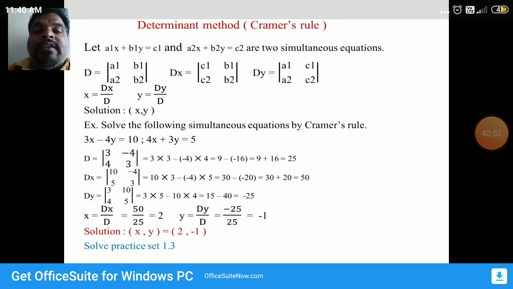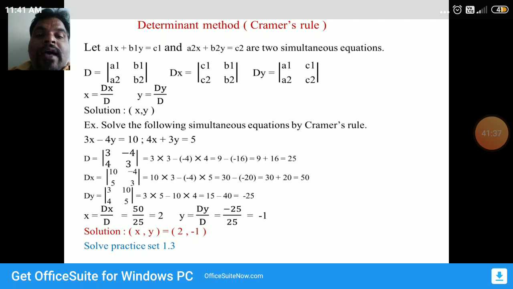Then you write the determinant Dx. The first column is the constant terms, that is 10 and 5, and the second column is the coefficient of y, that is minus 4, 3. Then you find the value of the determinant. 10 into 3 minus minus 4 into 5 is equal to 30 plus 20 is equal to 50. Then the third determinant Dy.